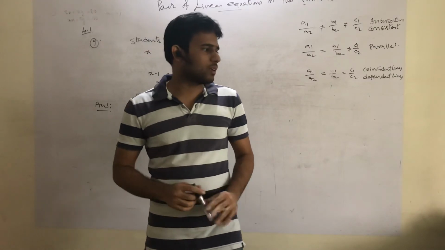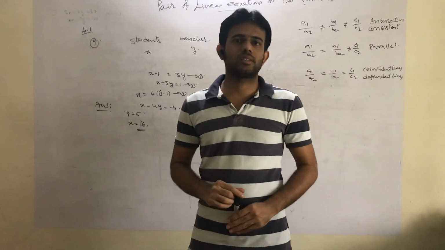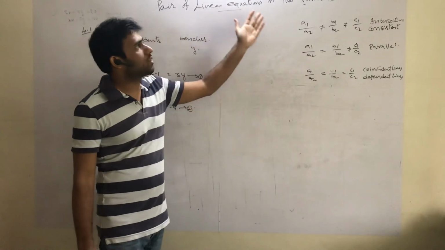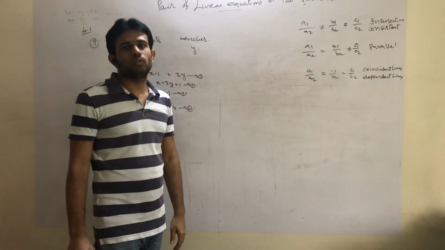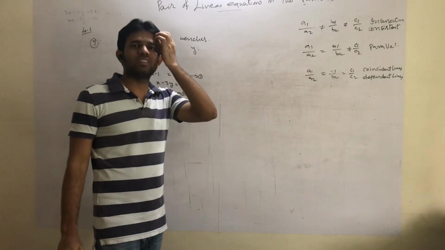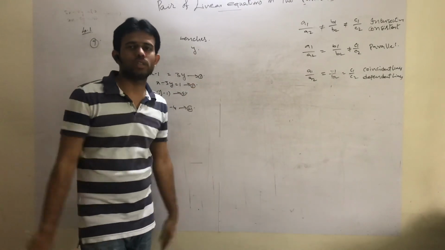And I will connect again with the next exercises we have in the pairs of linear equations in 2 variables chapter. So in the next session, we will learn about the 4.2 and 4.3 exercises. With that, we will conclude this chapter.